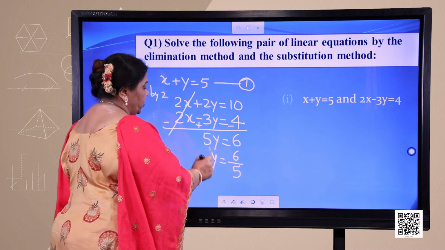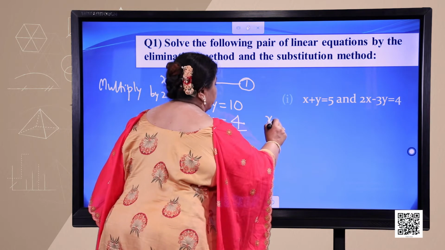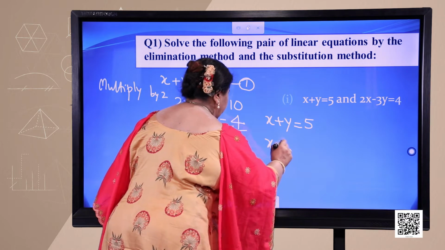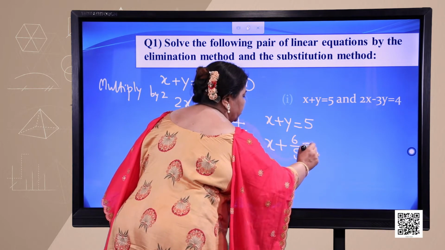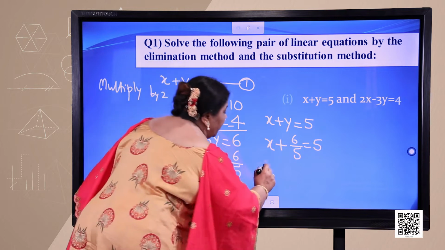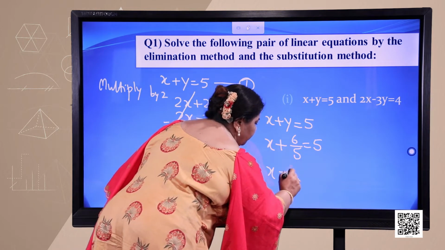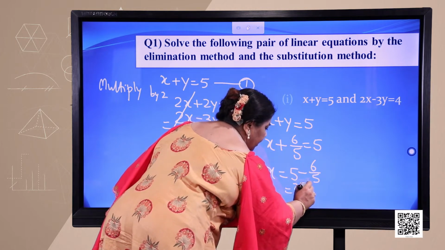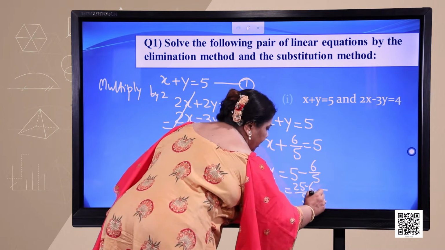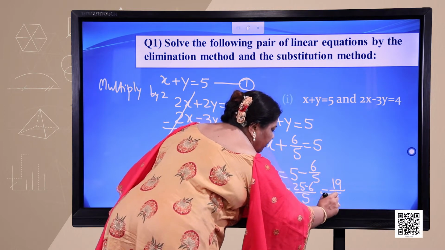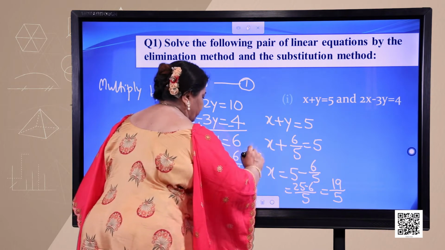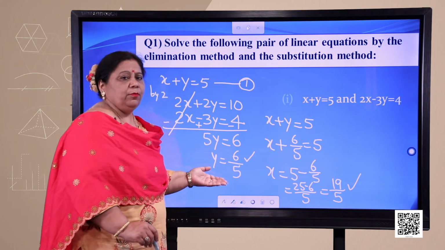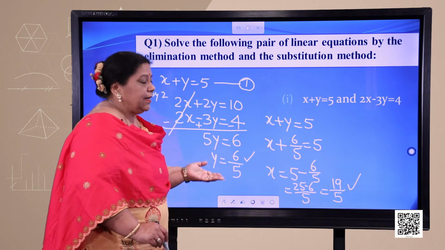Now, I can find out the value of x by taking first equation x plus y is equal to 5. Here x plus 6 upon 5 is equal to 5. That gives me x is equal to 5 minus 6 upon 5, that is 25 minus 6 upon 5, that is nothing but 19 upon 5. In this way we have got the value of y and x. This is the way we solve with the help of elimination method. Let us see the next part.